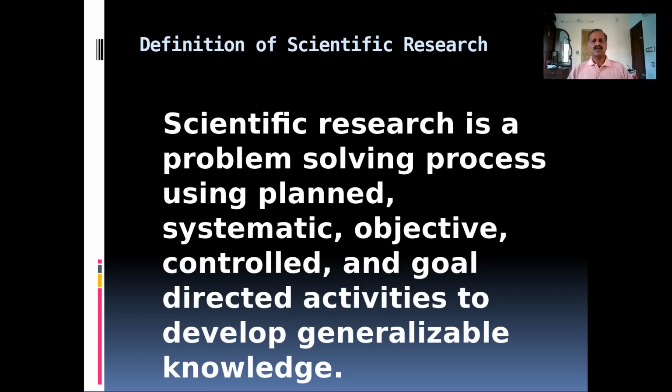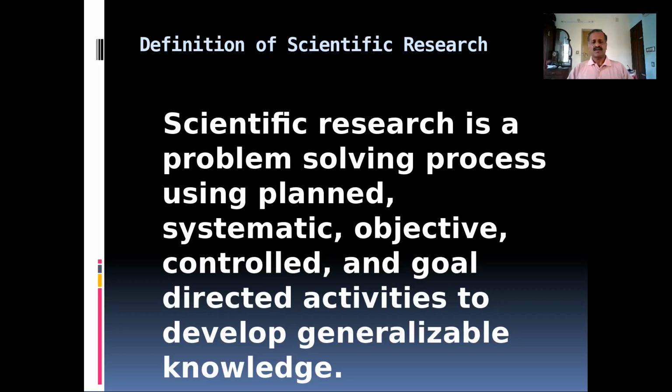Normally we refer to this textbook as the textbook for the PG students, and there are numerous small books available for UG students, but this is an ideal book. And for nursing research, we always refer to the book written by Polit. So Polit says that scientific research is a problem solving process using planned, systematic, objective, controlled and goal-directed activities to develop generalizable knowledge.